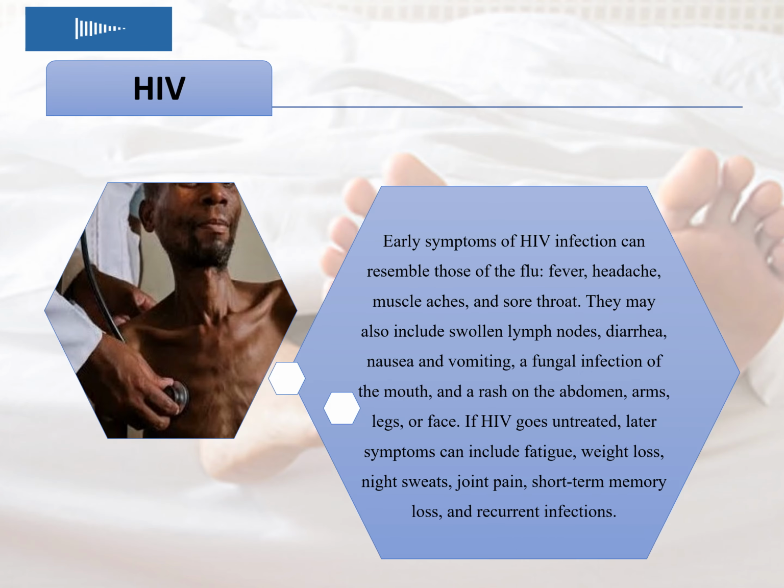Early symptoms of HIV infection can resemble those of the flu: fever, headache, muscle aches, and sore throat. They may also include swollen lymph nodes, diarrhea, nausea, and vomiting, a fungal infection of the mouth, and a rash on the abdomen, arms, legs, or face. If HIV goes untreated, later symptoms can include fatigue, weight loss, night sweats, joint pain, short-term memory loss, and recurrent infections.